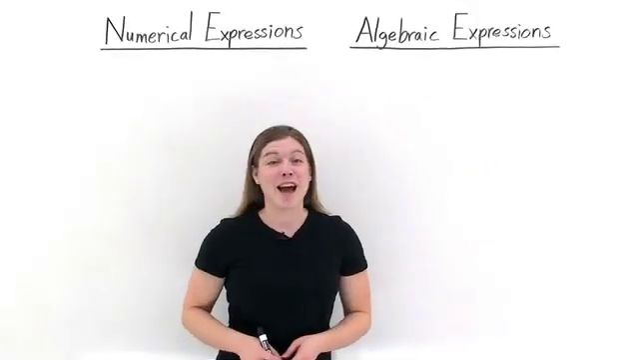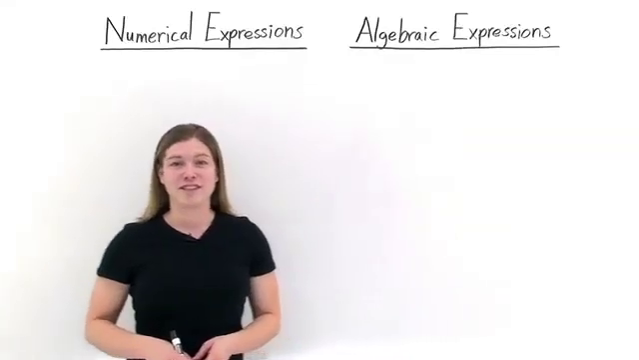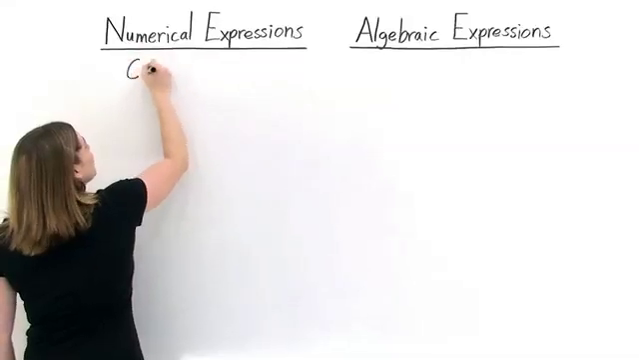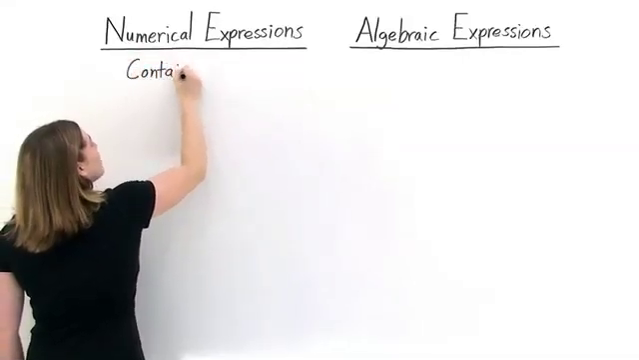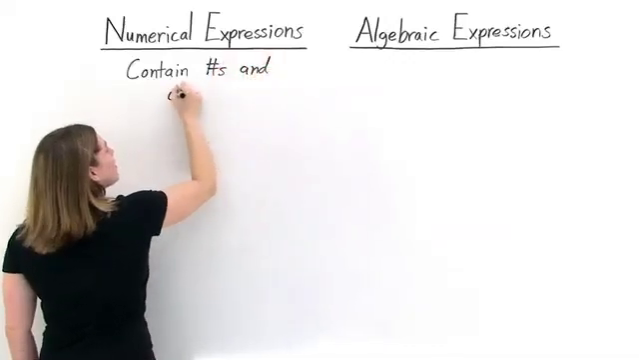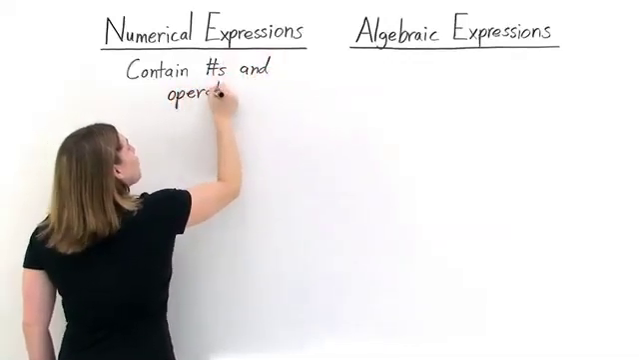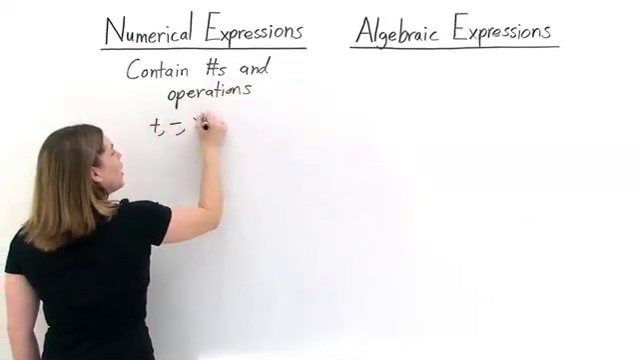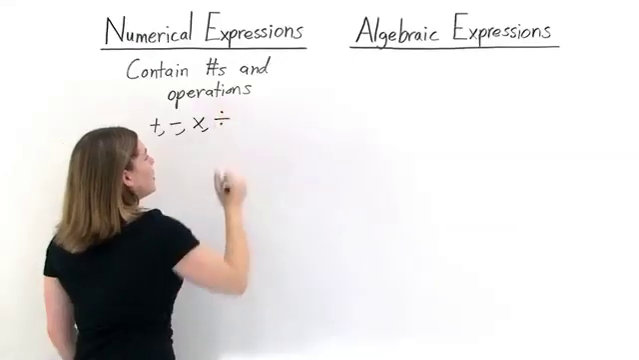So let's look a little bit at numerical and algebraic expressions. First, we'll look at numerical expressions. A numerical expression is a mathematical expression that contains numbers and operations. Remember, operations are things like addition, subtraction, multiplication, and division.